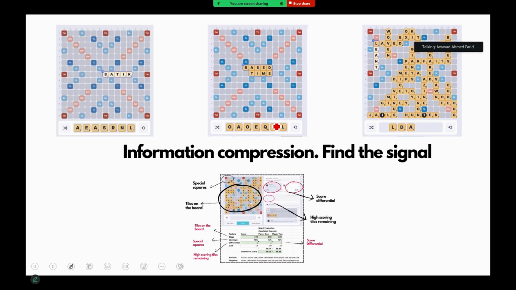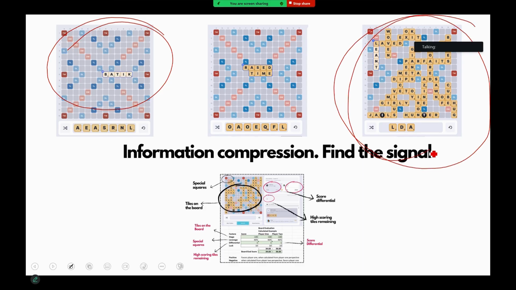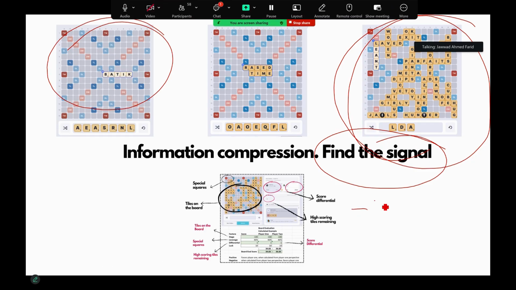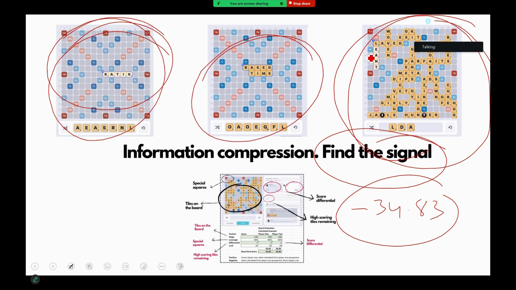The reason why board evaluation is such an important key core concept is that think about what it does. It takes the entire board, takes the status of the entire board, wherever you are on that board. It takes the status of the tile bag, takes the status of the game, takes the status of how skillful or strong the two players were, and it compresses all of that into a single score, right? Which is what? Which is minus 34.83. It takes all of this information, and compresses it into a single score.